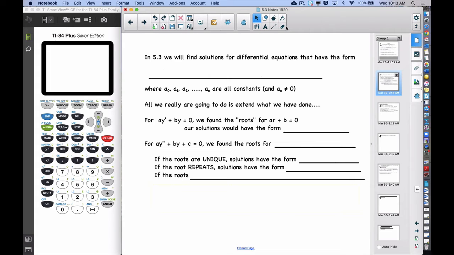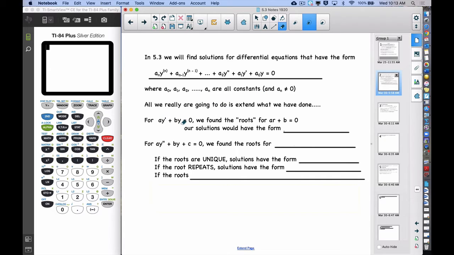All right, we're going to start 5.3, and in 5.3, we're going to actually be looking for solutions for differential equations that are higher order, but where the coefficients are all constants. It gets a little bit more complicated if you had functions of x in front of these, and we'd have to look for other solution methods, but if it's constants, we can handle it. And all we're really going to do is extend things we've done earlier this year.